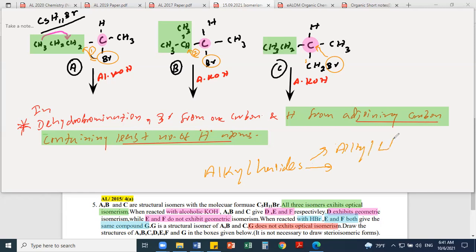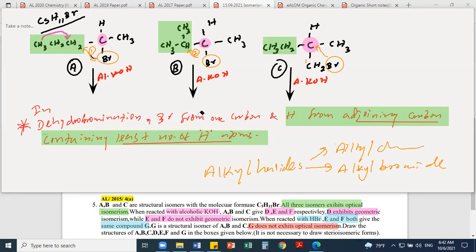Alkyl chloride, or it can be alkyl bromide, or alkyl chloride. Is that clear? Right. So those words also you have to be familiar with.